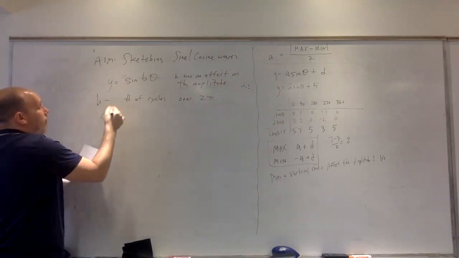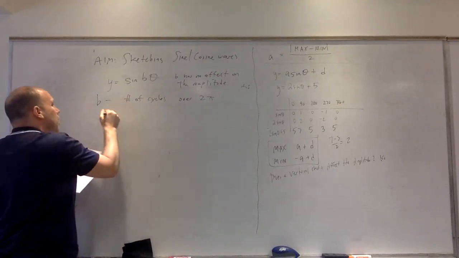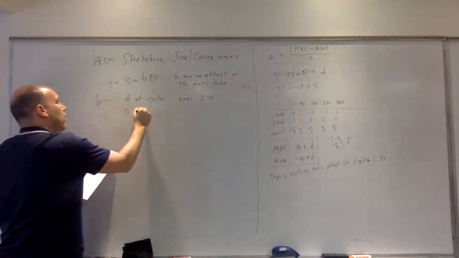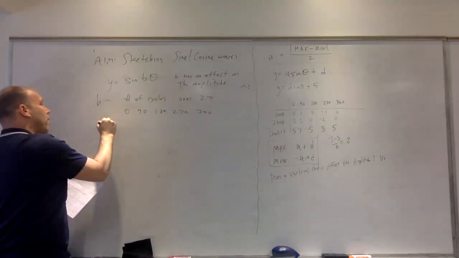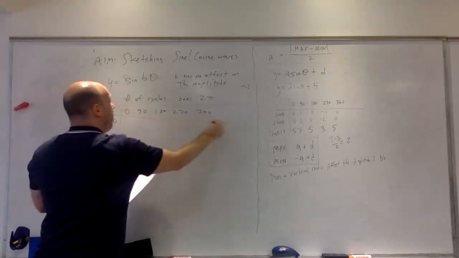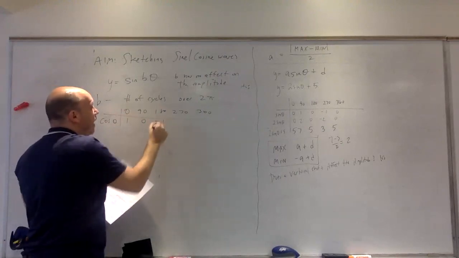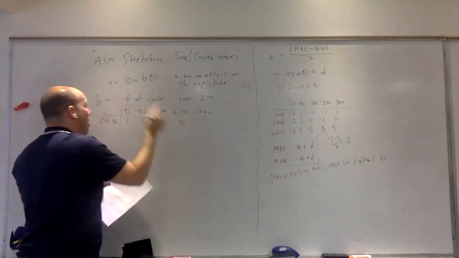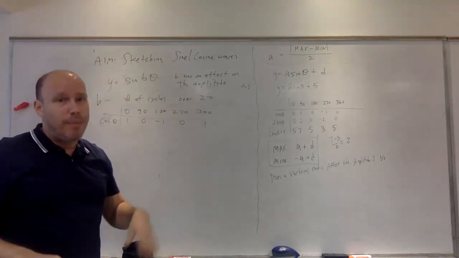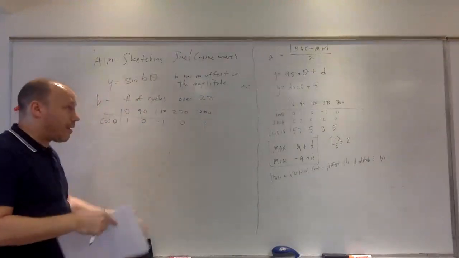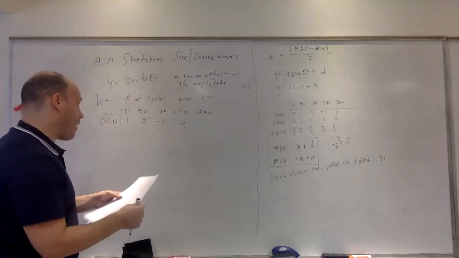So let's take a look at cosine of theta. So 0, 90, 180, 270, 360, and I have cosine of theta. Well, cosine of 0 is 1, cosine of 90 is 0, cosine of 180 is negative 1, cosine of 270 is 0, cosine of 360 is 1. I've memorized these. Get these in your head. You should know these basics.